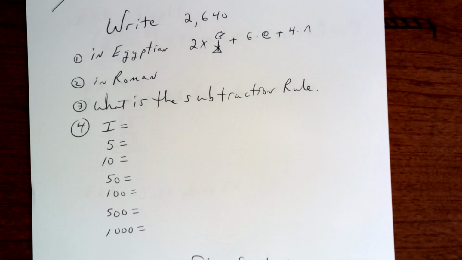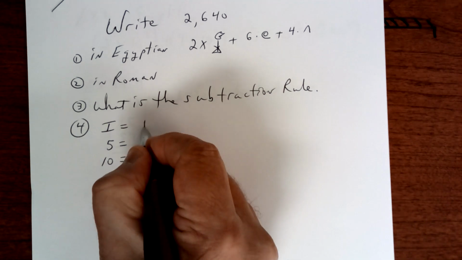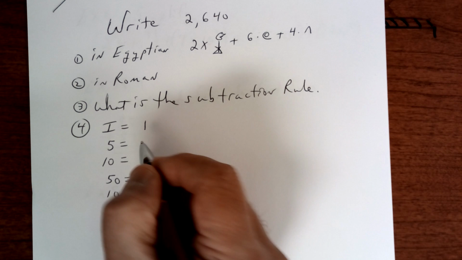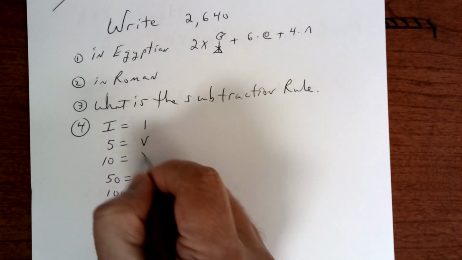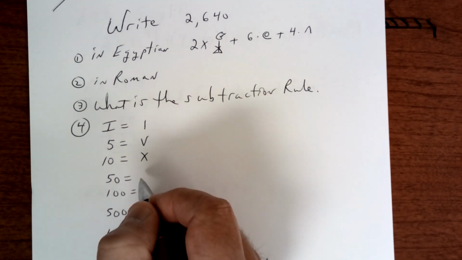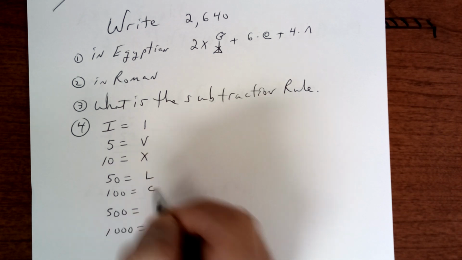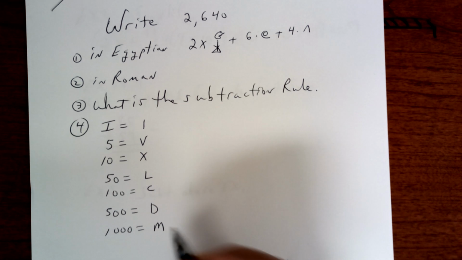Well, let's go down here and figure this out. This is 1, or actually it should be I backwards. 5 is V, X. 50 is going to be L, C is 100, D, and M. Double check those to make sure.